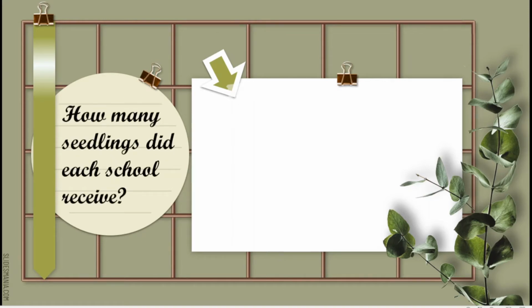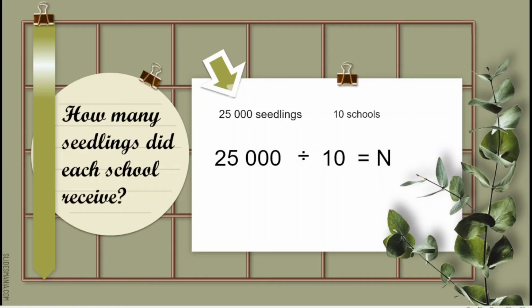The problem is asking us to solve the number of seedlings each school received. Given the facts, which are 25,000 seedlings to be distributed to 10 schools, what do you think is the process that we can use here? Yes, you are correct. We will be using the process of division. So we have 25,000 divided by 10 equals n.